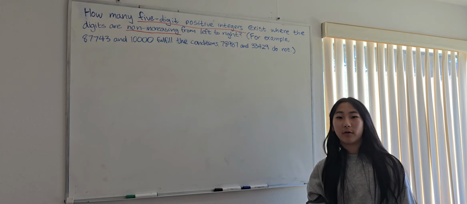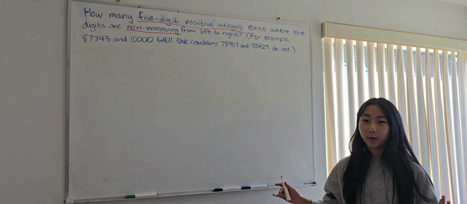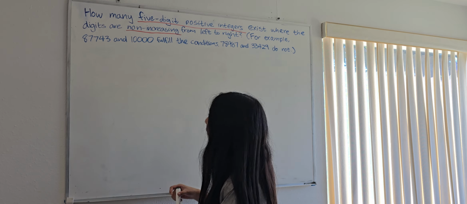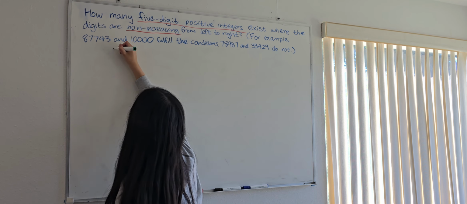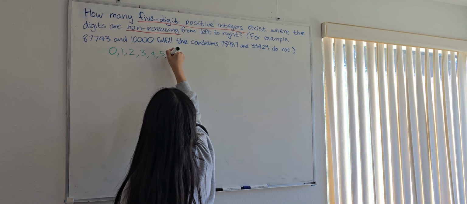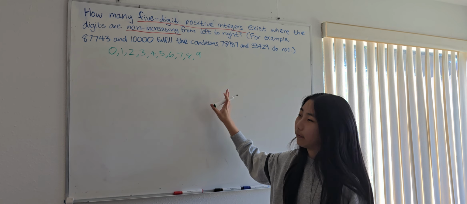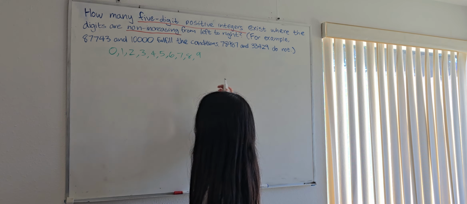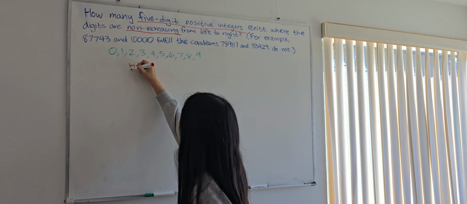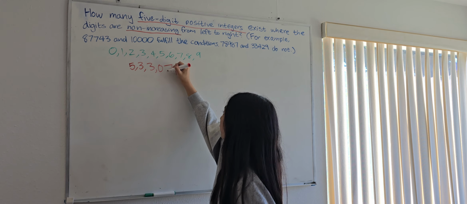So now that we understand the question, we can try to create a few of our own non-increasing integers. First off, we should decide which digits we're going to use. The possible digits we can use are all the numbers from 0 through 9. Let's randomly choose a few to put into our 5-digit non-increasing integer. For example, let's take a 5, and then we can also use 2 3s, a 0, and a 7.